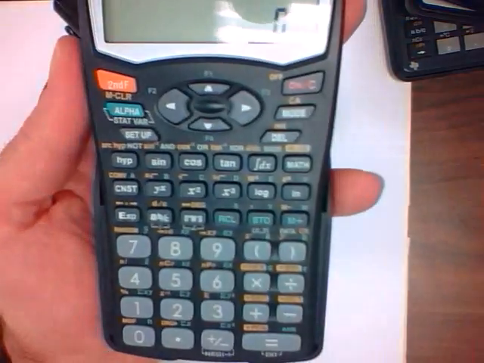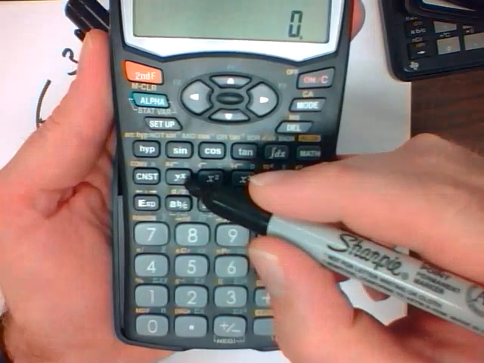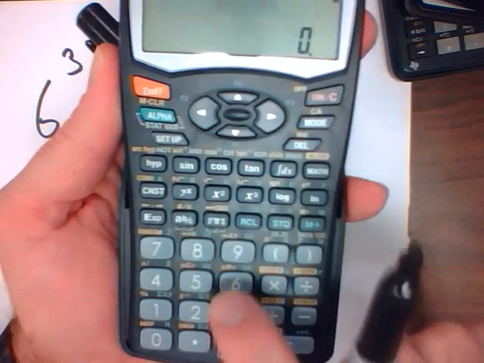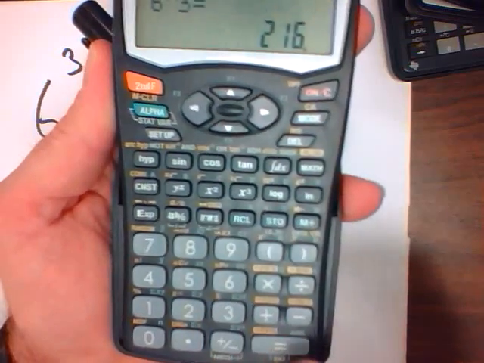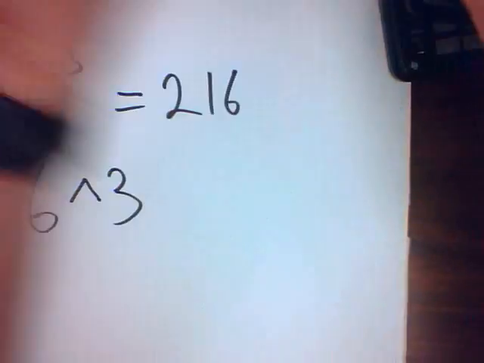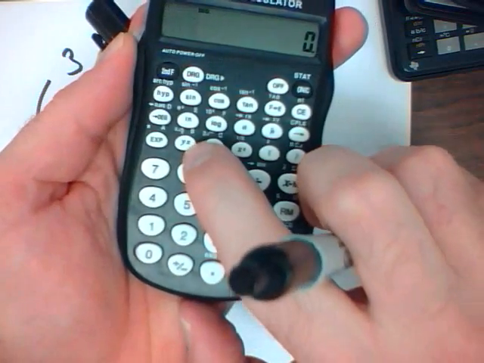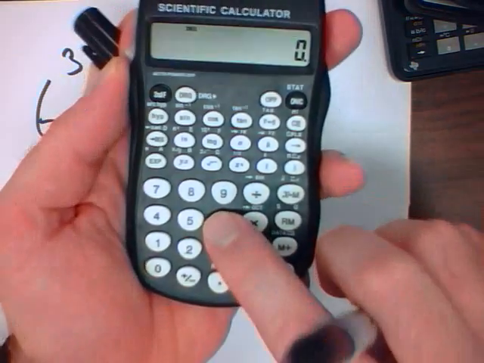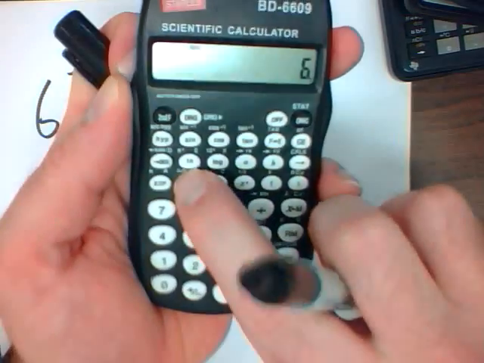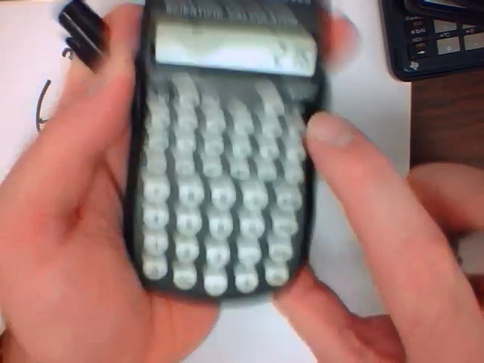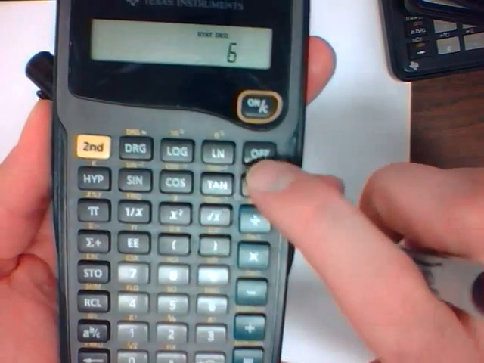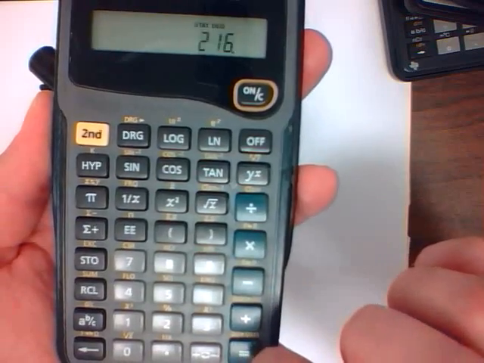On this one, right here, y to the power of x, 6 to the power of 3 equals. Next calculator. Again, there it is, y to the power of x, 6 to the power of 3 equals. On this one, the button's right here. 6 to the power of 3 equals.